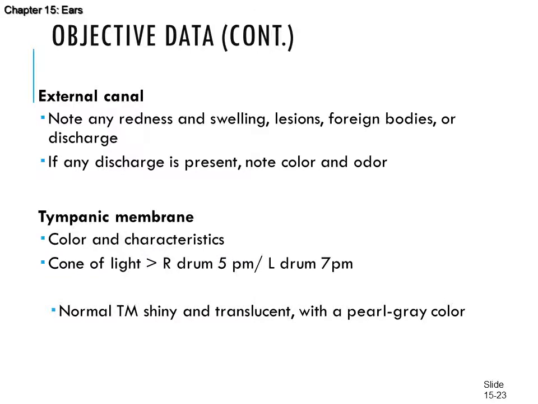Now, when we look at the cone of light, where do we see it? If it's in the right ear, the cone of light will generally be around the 5 o'clock area. That is what is normal. If we look at the cone of light from the left ear, we should generally see it at the 7 o'clock area. But again, the tympanic membrane would be naturally pearly gray.